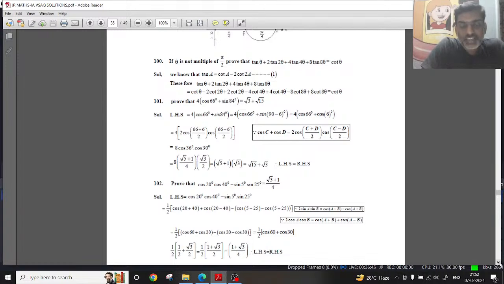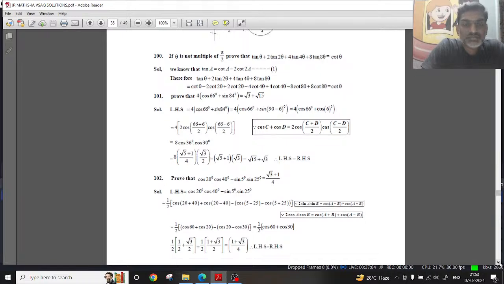Question number 101. It is also important for competitive exams. Prove that 4 times cos 66 plus sin 84. Cos 66 plus sin 84, we just have to simplify. Sin 84 is nothing but cos 6, then apply cos c plus cos d, and substitute everything.